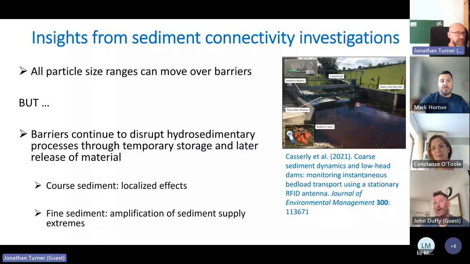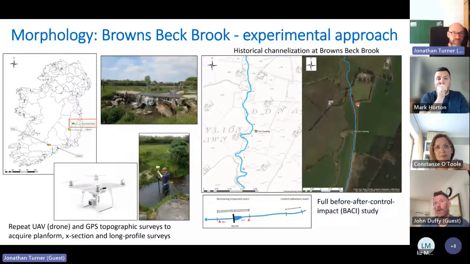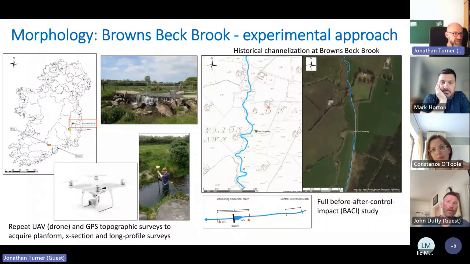So that's, I guess, a brief synopsis of the sediment connectivity story. In terms of the morphological story and the barrier removal story, we were really only able to do this at one structure, as I said, which was this ford crossing at Brownsbeck Brook. So here the barrier structure came out during the study.